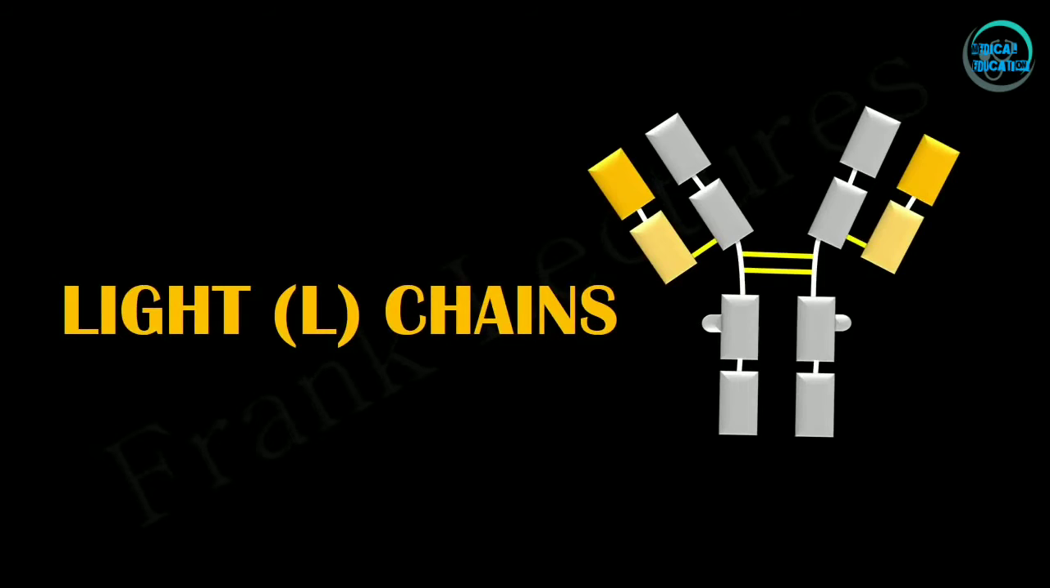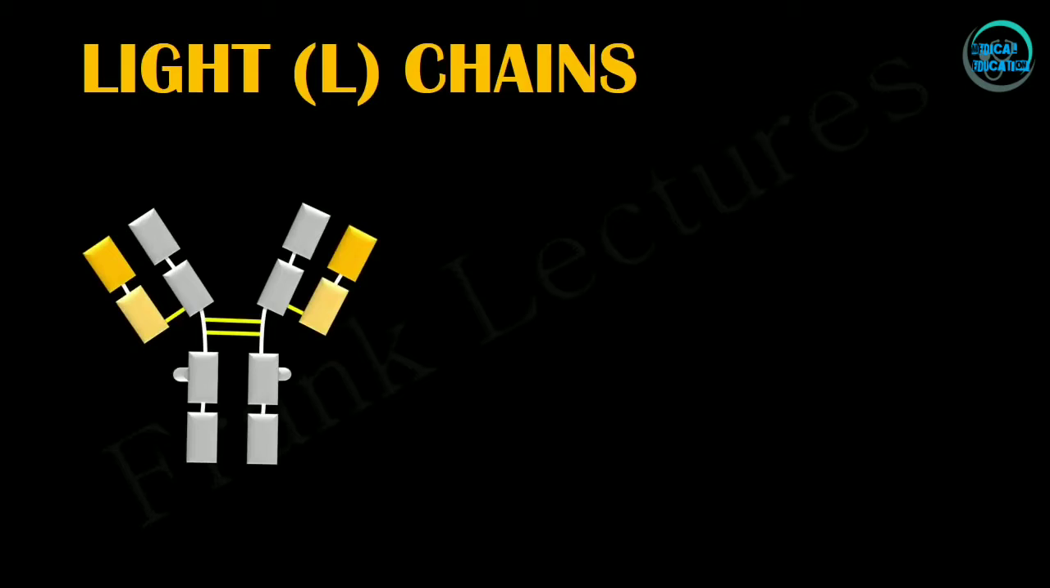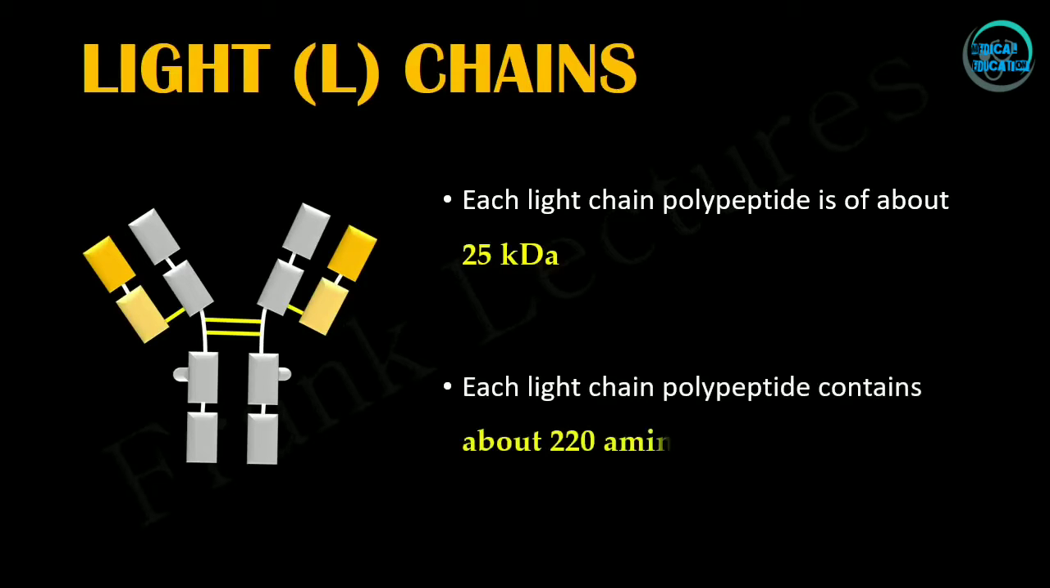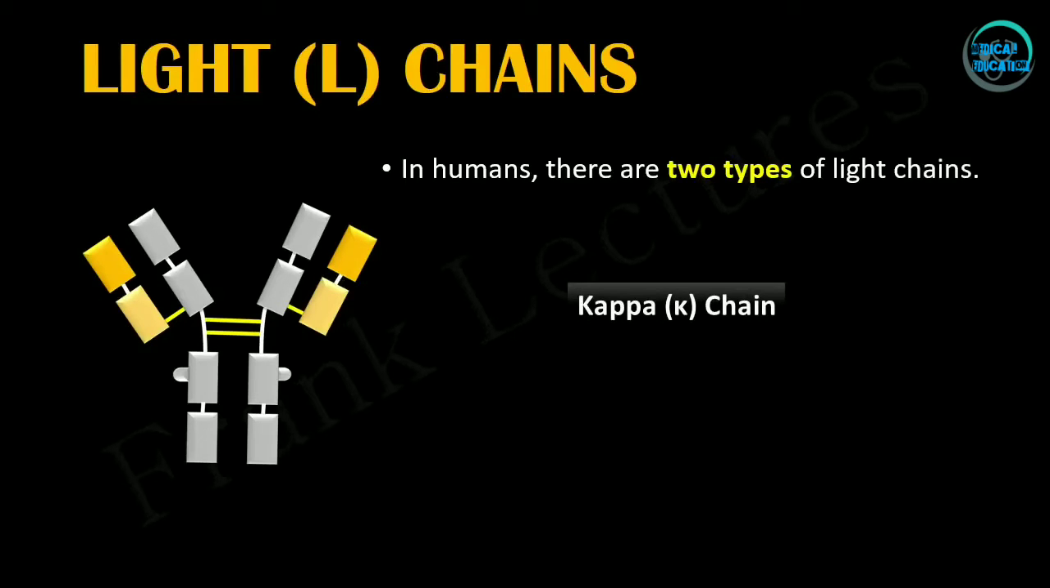Light chains. As we said before, these are the two shorter subunits of basic antibody molecule. Each light chain has a molecular weight of about 25 kilodaltons. And each contains about 220 amino acids. In humans, there are two types of light chains: kappa chain and lambda chain. They are similar in structure and function, but they are coded by different genes.